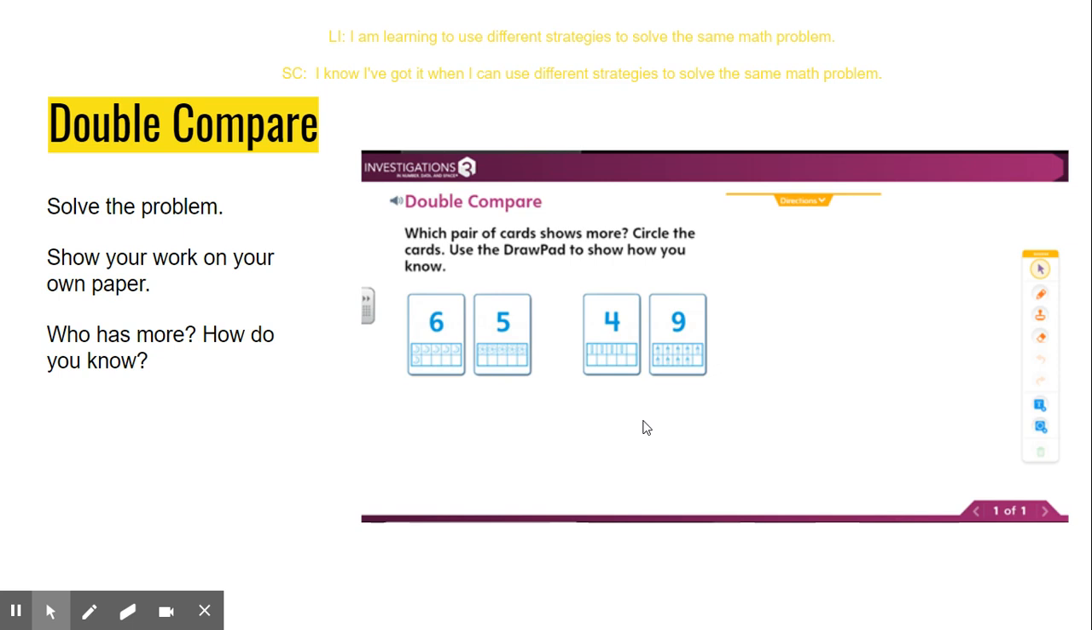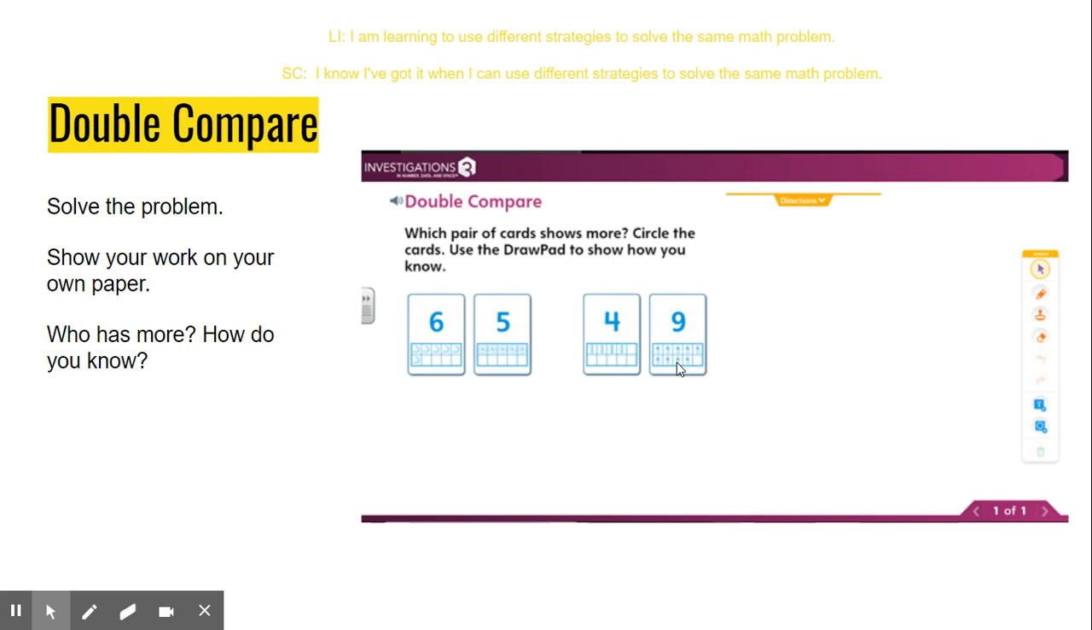Today, we're going to play double compare. So when you play double compare, you look at both sets of cards. Make sure you add each set together. So looking at this set, 6 and 5, I'm going to add 6 and 5 together to get my new total. And then I'm going to add 4 and 9 together to get my new total.